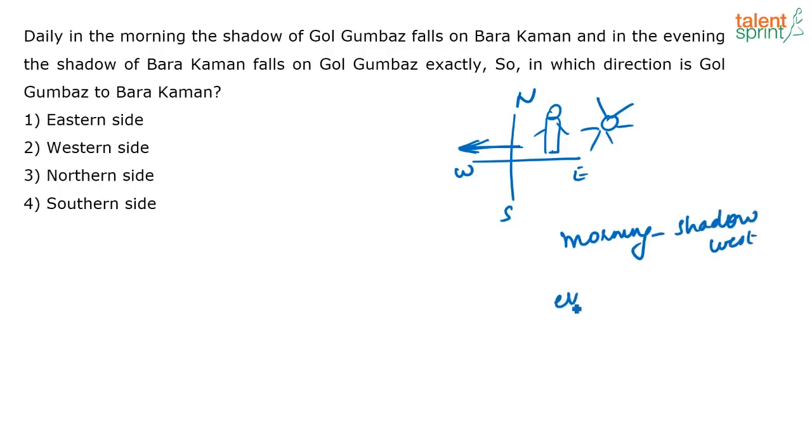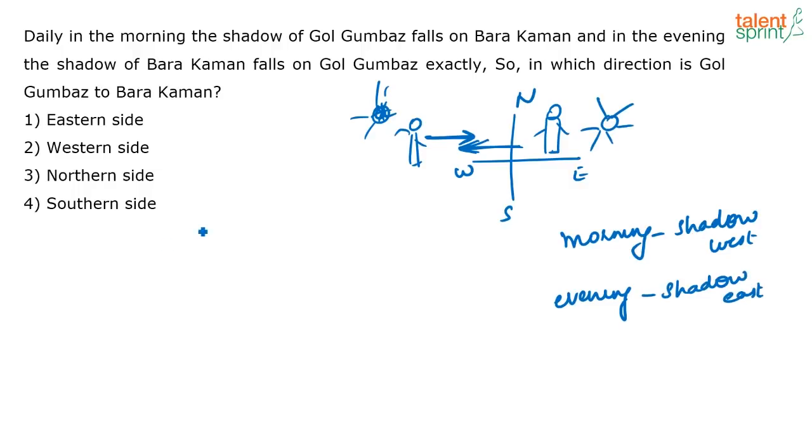Similarly, in the evening time, what happens? Sun is in the west, right? So if you are facing the sun in the evening time, where will your shadow be? Your shadow will again be behind you, that is towards the east. So during evening time, shadow will be towards east. This is what you have to remember.